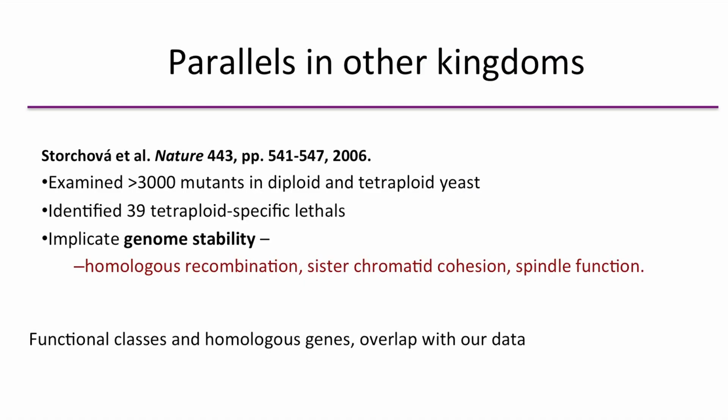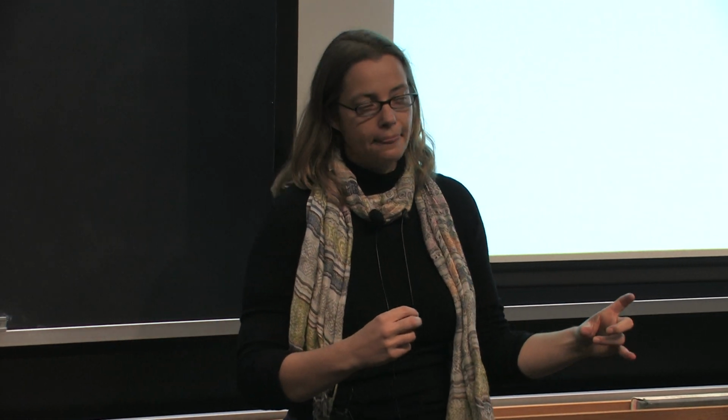They tested about 3,000 mutants in yeast for their effect with ploidy differences. You can make yeast diploid or tetraploid. So what they did was they took these 3,000 mutants, tested whether they had an effect in diploid yeast, and then tested whether they had an effect in tetraploid yeast, and asked whether there were any that were particularly troublesome for tetraploids but not diploids. And they, in fact, found 39 genes that are lethal to tetraploids and irrelevant to diploids.